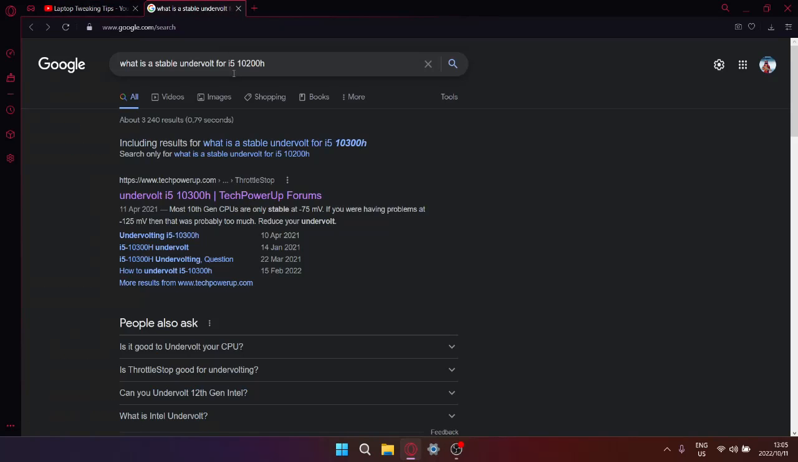But okay, so you're going to go to Google, and then whatever your CPU name, I've got an i5-10200H. So just go into Google, put in what is the stable undervolt for i5, blah, blah, blah, blah. And then just go through all the results, and as soon as you find a website or forum that gives you a stable undervolt that other people with the same CPU and the same laptop have set, that's going to be your baseline. So in my case, it was the first bloody website or forum.